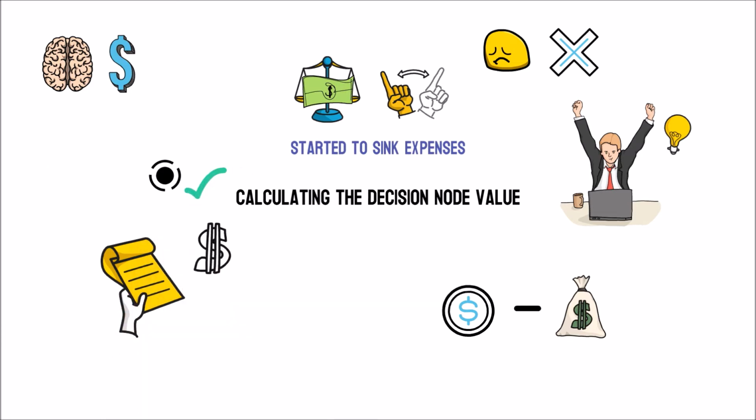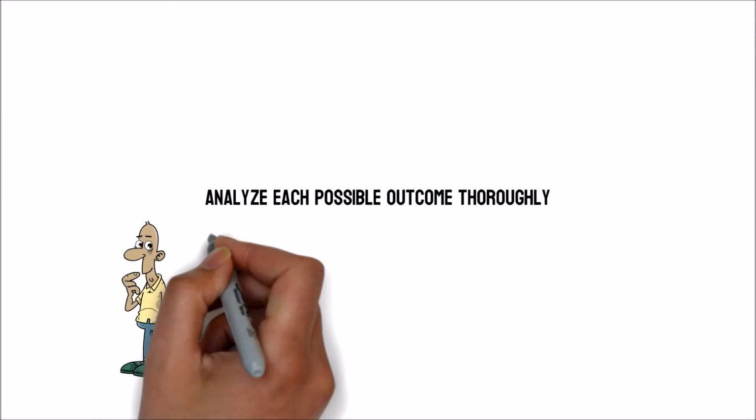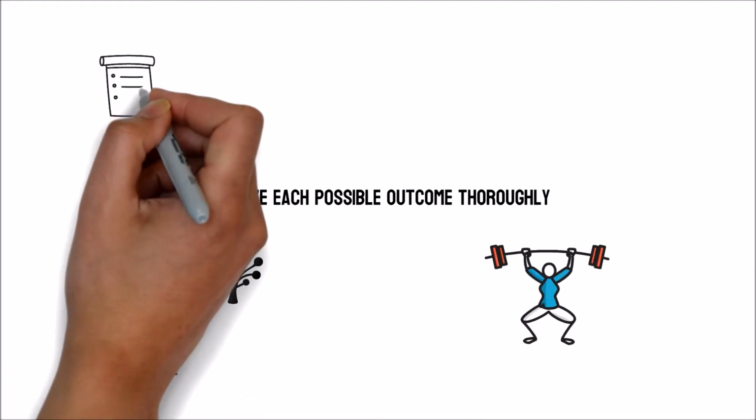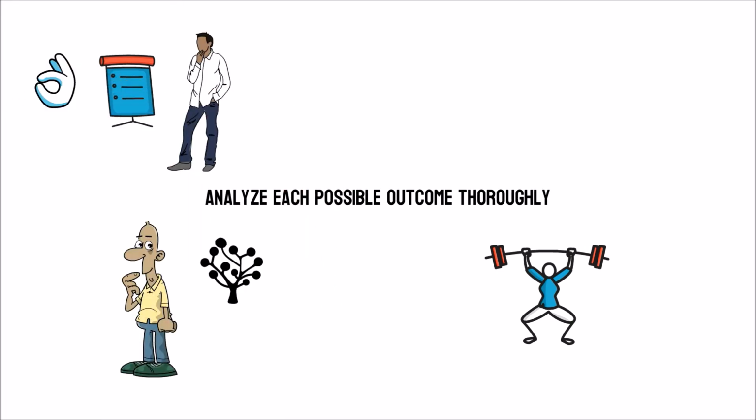That decision node's deal is this: analyze each possible outcome thoroughly. It would help if people had a complete decision tree at this time, but the extra effort is only beginning. Now you must evaluate each possible outcome and determine which option is the greatest fit for your specific project.